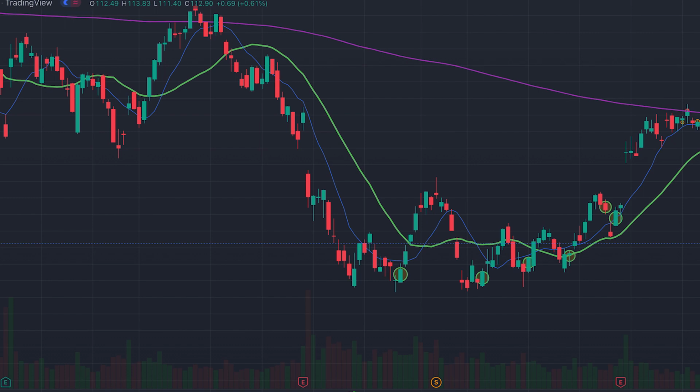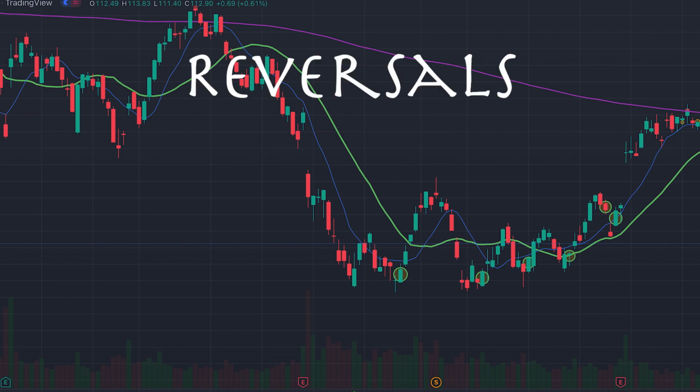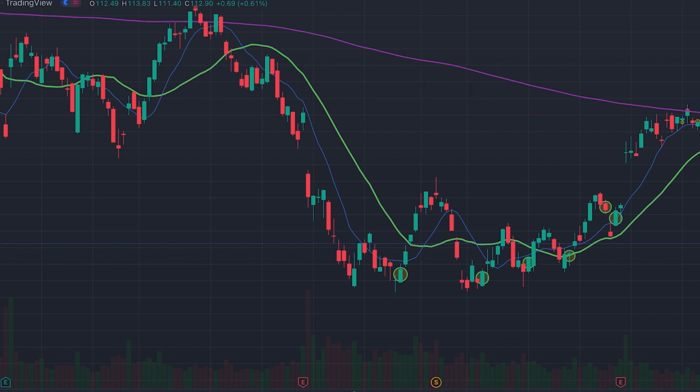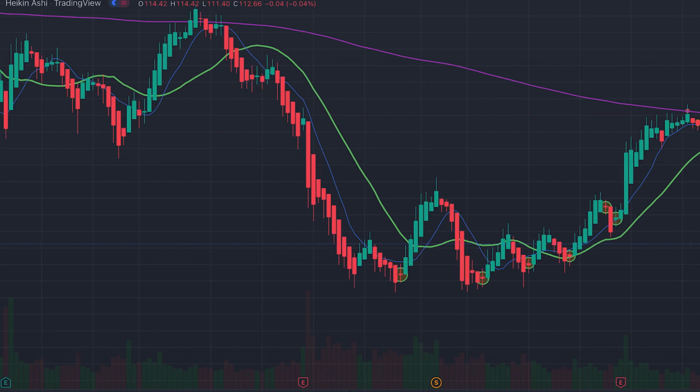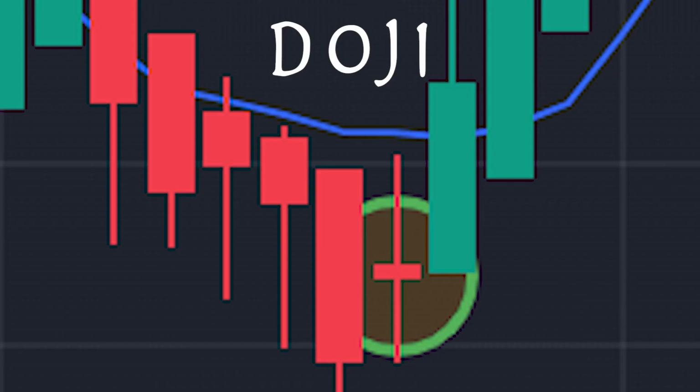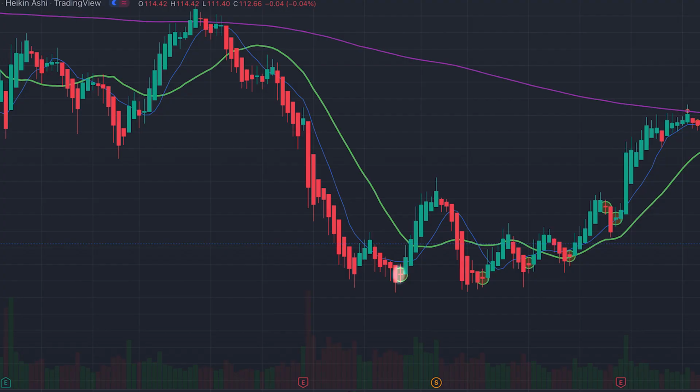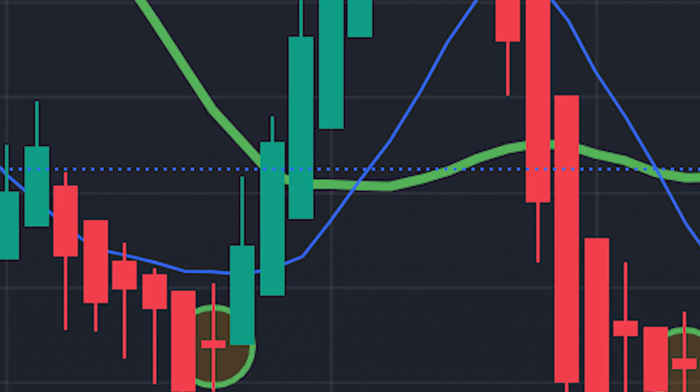In this chart of Amazon, I've highlighted important reversal candles, and as you can see with normal candles, it's a little less clear that these are reversal points, but when we turn on Heikin Ashi, you'll notice that each of these reversal periods starts with a doji candle. Doji candles have a long wick on the top and bottom and a small body. You'll notice that each of the doji candles in this chart highlights an important reversal period in the chart of Amazon.